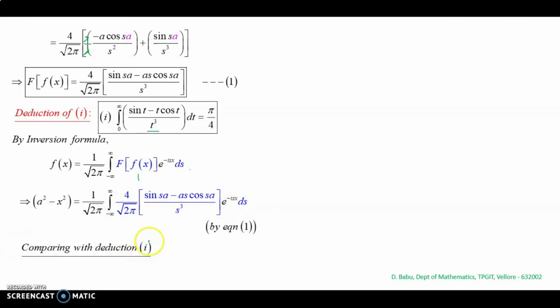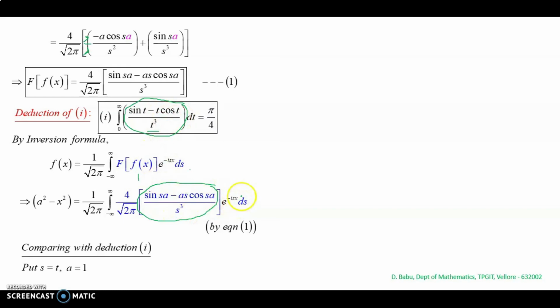So comparing this bracketed term with this bracketed term, here denominator is s cube, here denominator is t cube, therefore substitute s equal to t. So put s equal to t. So when s equal to t, the numerator is sin ta, whereas here it is sin t only, therefore we remove a, so substitute a equal to 1. So when a equal to 1 and s equal to t, the numerator is sin t minus t cos t, divided by t cube.